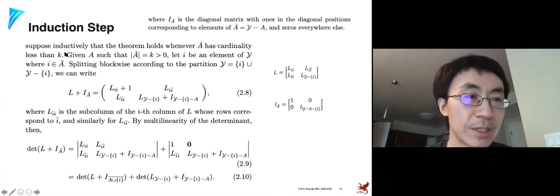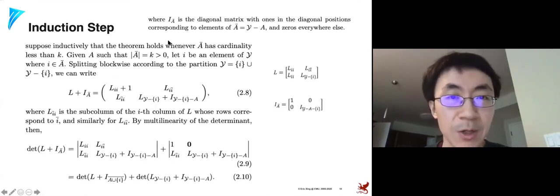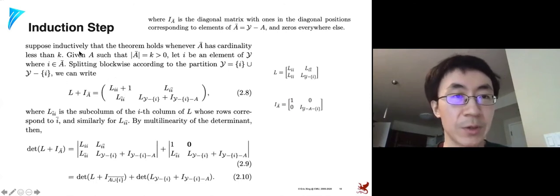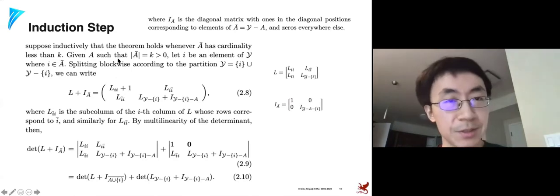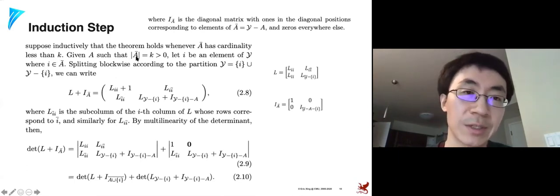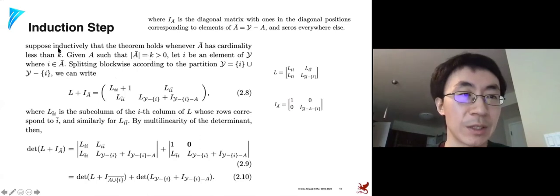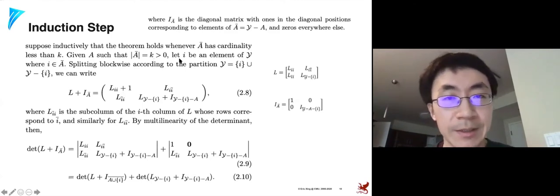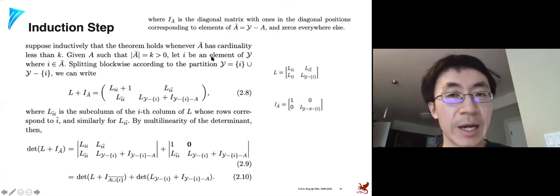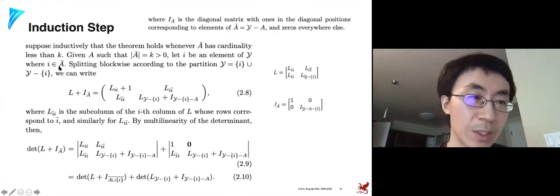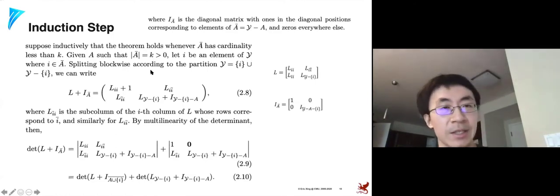In the induction step, the assumption is that the theorem holds whenever A bar has cardinality less than K. Based on this inductive assumption, we are going to prove the following case. Let's say we have a set A so that the cardinality of the complementary set is K. You can see that in the inductive assumption, we assume it is less than K. Now we want to prove the case that the cardinality of A bar is K. We have an item I, which is an element of the universal set, and this element I belongs to the complementary set of A. Now let's start this proof.